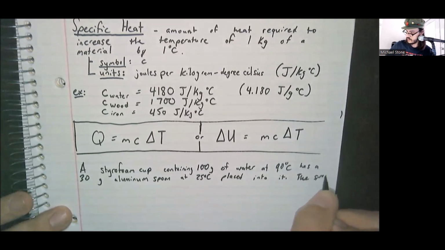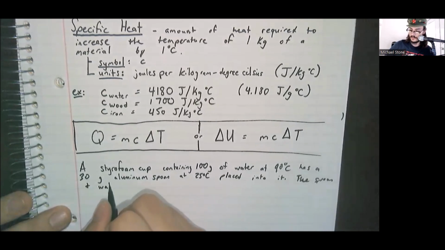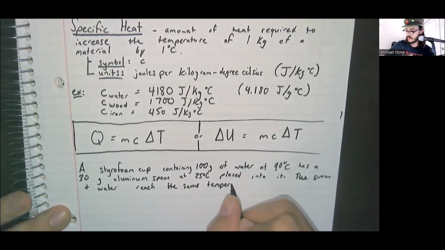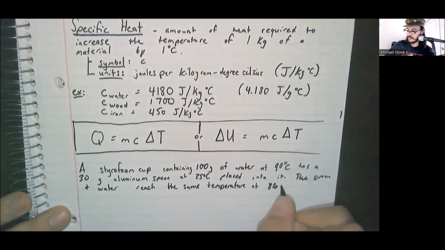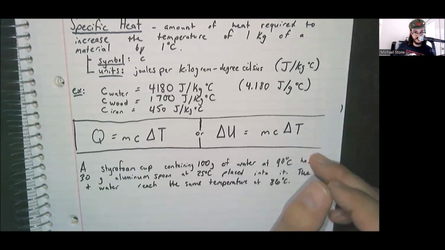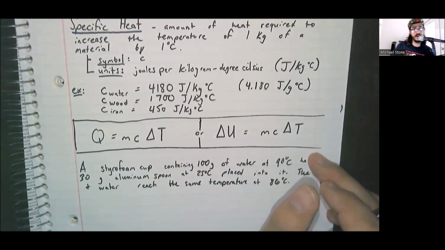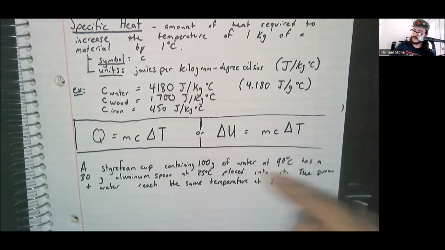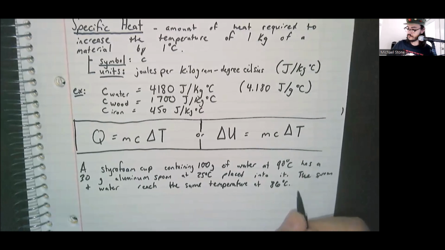The spoon and water reach the same temperature at 86 degrees Celsius. So they are originally two different temperatures, so they are not at thermal equilibrium. But if they sit together, due to that conduction, because they're in contact with each other, transfer from hot to cold, eventually they will get to thermal equilibrium and the temperature will stop changing because neither is hotter than the other. And that happens at 86 degrees.